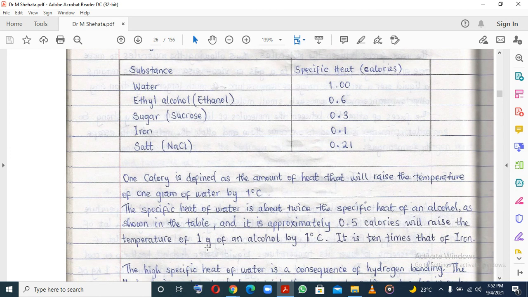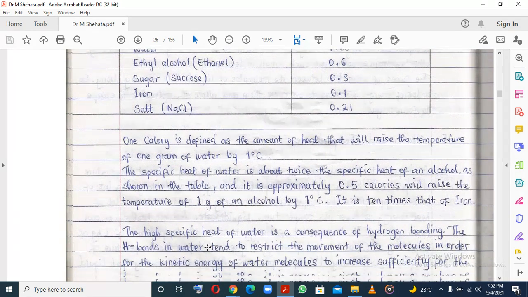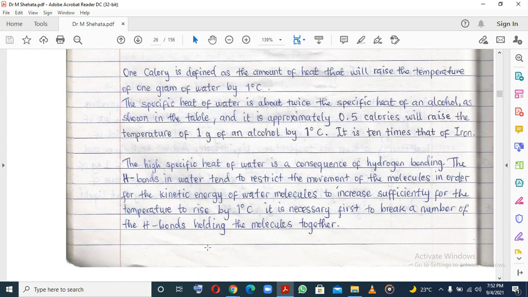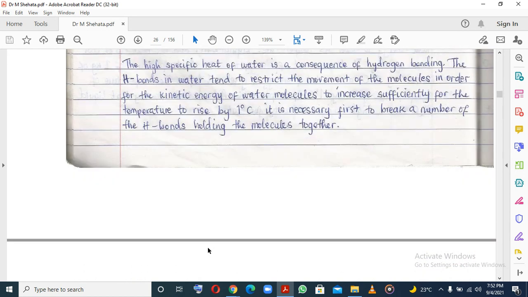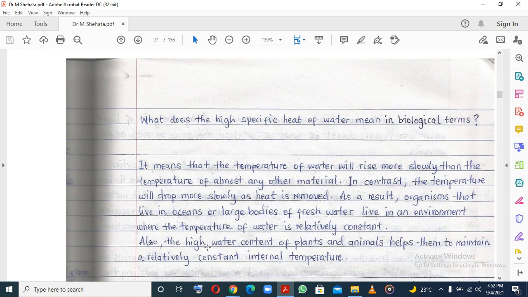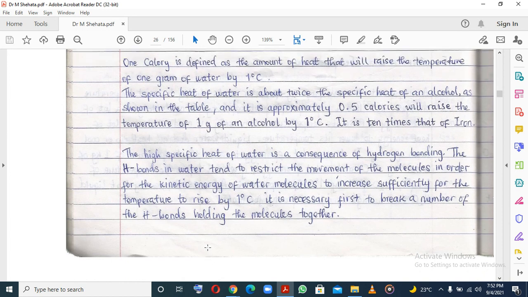So you've got alcohol or ethanol, you see it's 0.6. You see iron has a specific heat capacity of 0.1. So you see that water really is very, very interesting, as we could see from these things. And we'll talk about how this is very, very important with regards to supporting life.